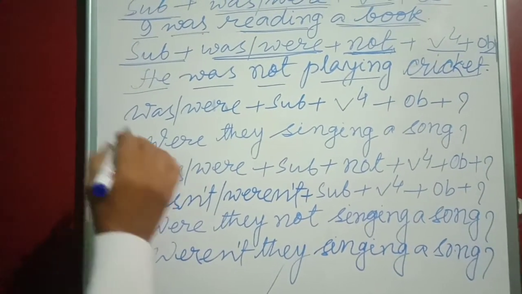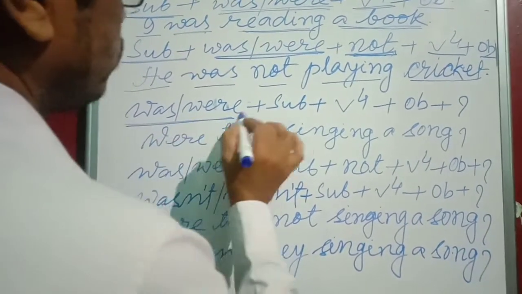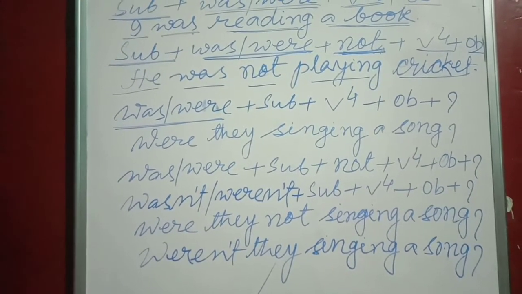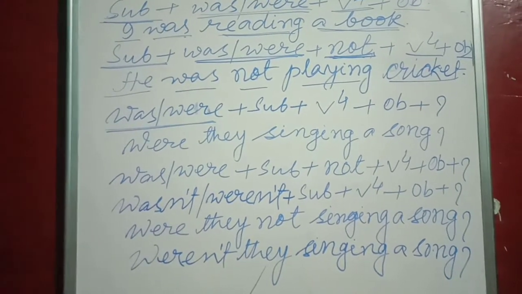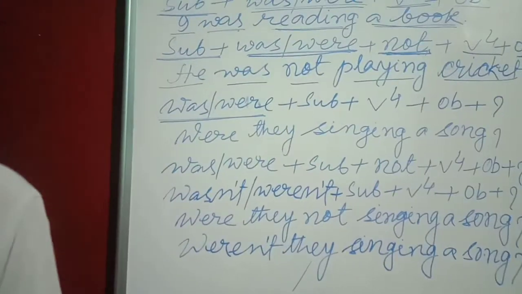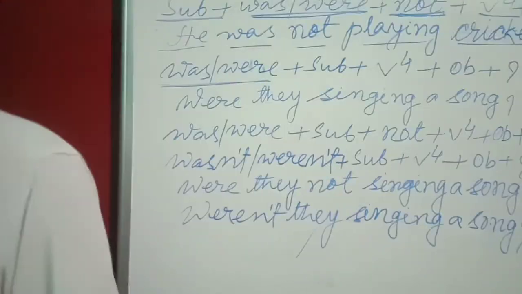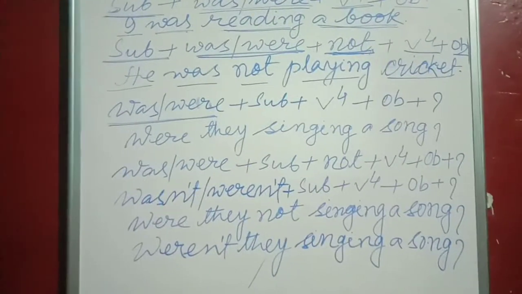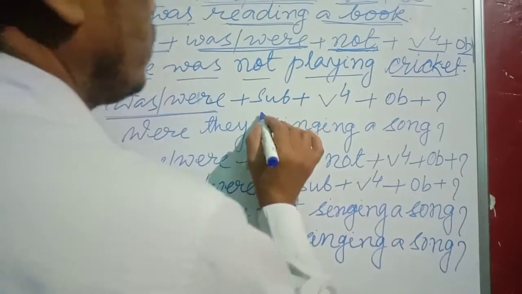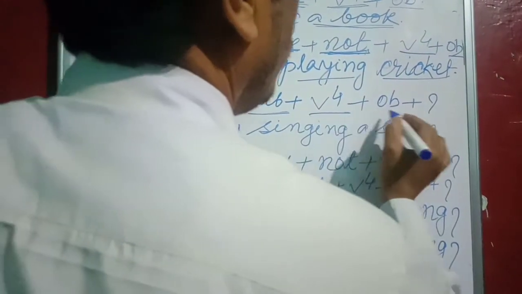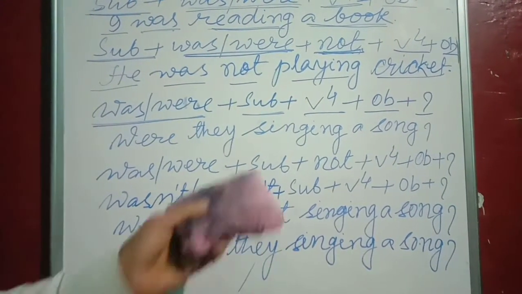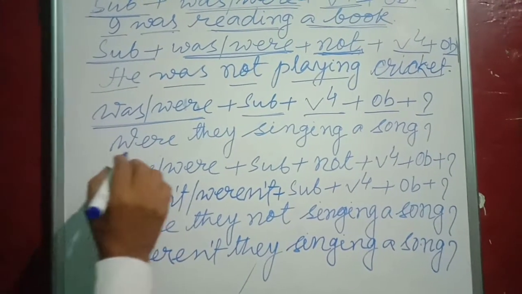When we change it into an interrogative sentence, as we know, interrogative means to ask a question. When we ask a question, we put the verb at the beginning of the sentence. There are two forms of asking a question. One is by question words, called interrogative pronouns, and another is by a helping verb. We put the helping verb at the beginning of the sentence, then the subject, then verb 4, then the object, and then a question mark. The question mark is necessary.